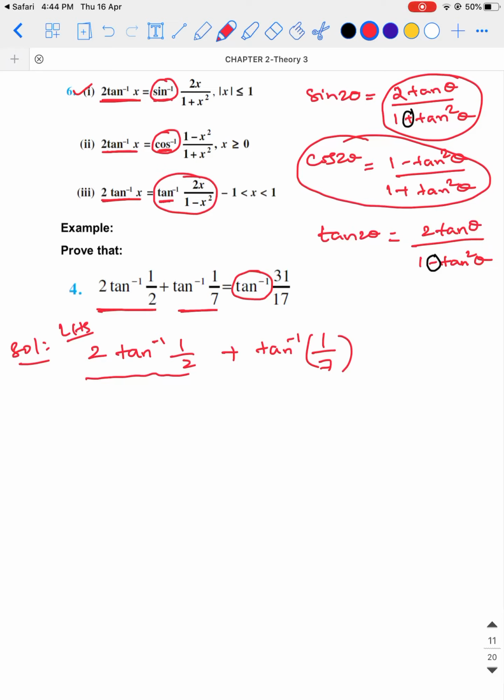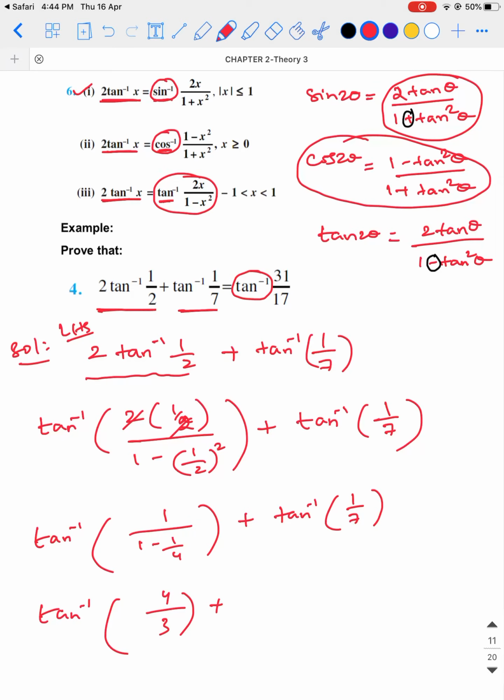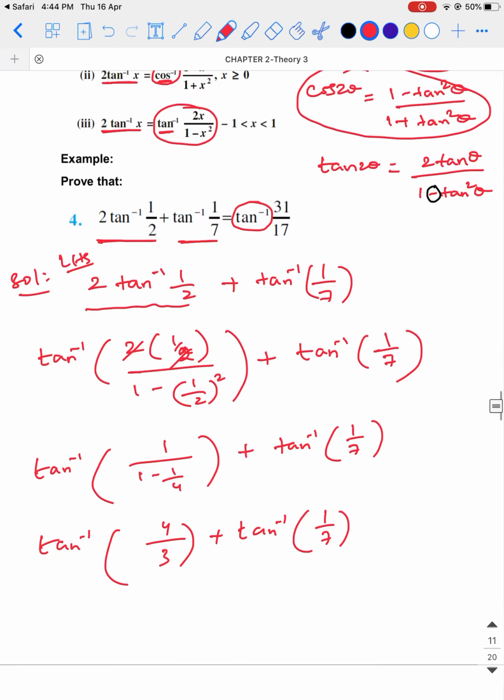So 2 tan inverse x is tan inverse 2x divided by 1 minus x square. So tan inverse of 2 into, here x is half, divided by 1 minus x square, plus, do not disturb this, tan inverse of 1 by 7. So 2 and 2 will get cancelled. It will be tan inverse of 1 divided by 1 minus 1 by 4 plus tan inverse of 1 by 7. So this is going to be tan inverse of 4 divided by 3 plus tan inverse of 1 divided by 7.